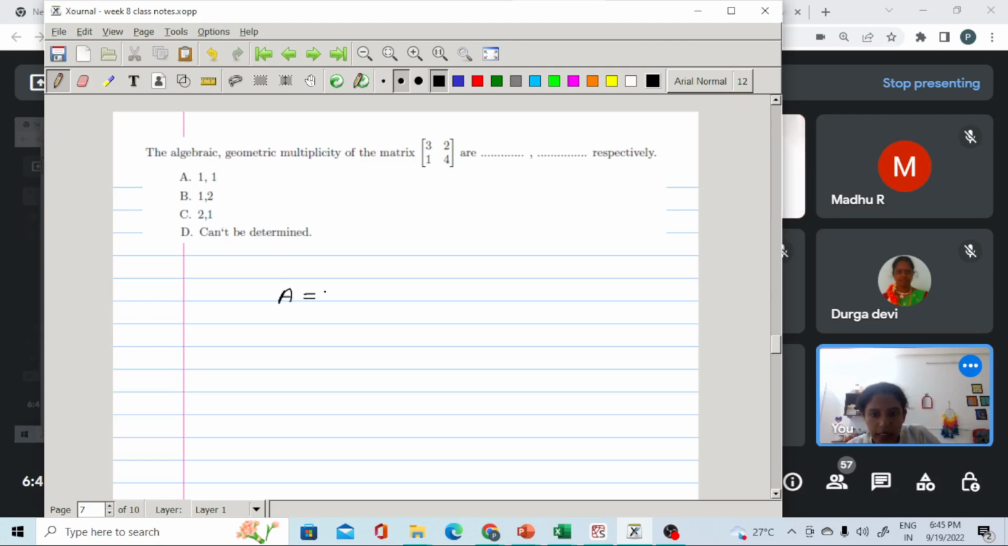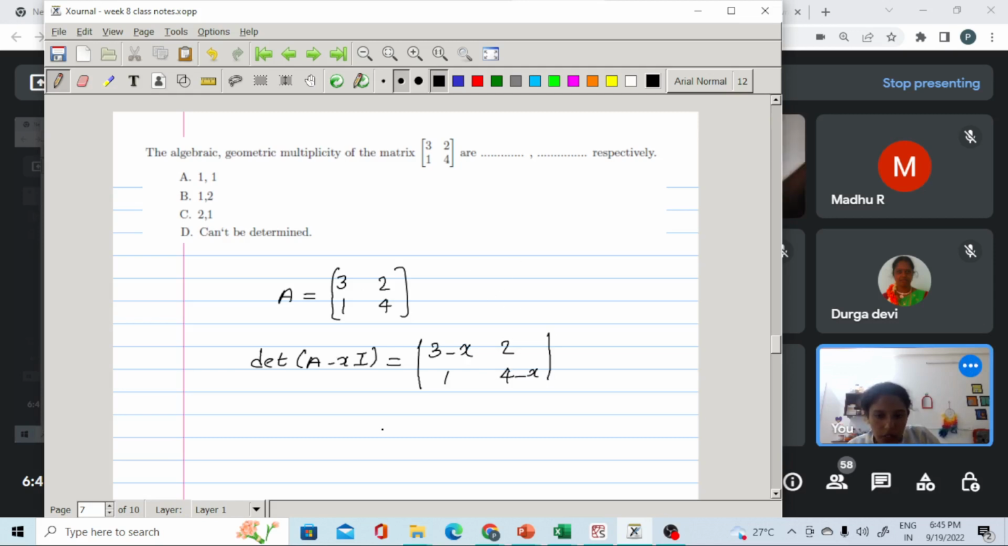Let me write the matrix as 2, 1, 4. So determinant of A minus xI equal to 3 minus x, 2, 1, 4 minus x. So we are doing A minus x times identity matrix. So what is this value? (3 minus x)(4 minus x) minus 2 is equal to 12 minus 7x plus x square minus 2.